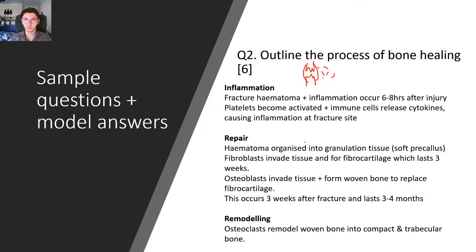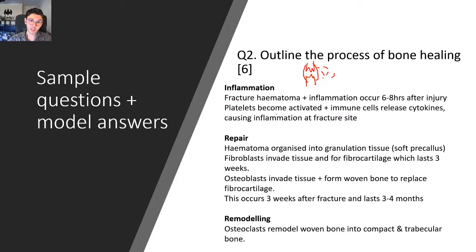It's the scaffolding for which the bone is placed. Now, this is really weak, an ineffective tissue. It's not going to be useful, it's not going to be strong, but it has to be there as a first line of thing. Then you have osteoblasts, which invade the tissue, and they form something called woven bone to replace the fibrocartilage. So they invade the tissue that the fibroblasts made, and they replace it. And this also occurs 3 weeks after the fracture and lasts 3 to 4 months.